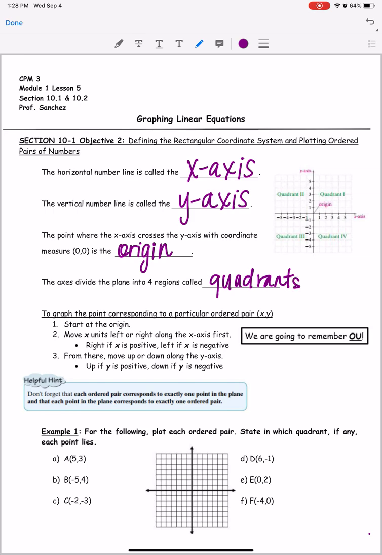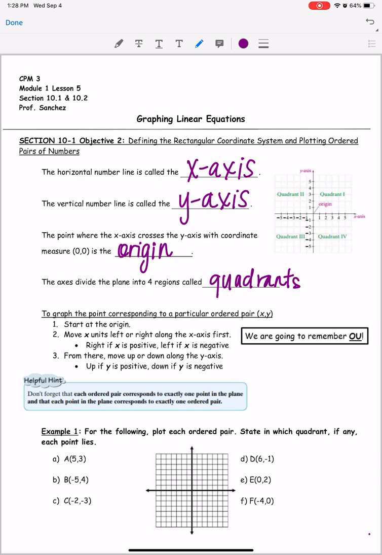Okay, so to graph the point corresponding to a particular ordered pair, you're always going to start at the origin, so you're always starting at the middle. You are going to move x units to the left or right along the x-axis first. So right if it's positive, left if it's negative. And then from there, move up or down along the y-axis. So up if it's positive, down if it's negative. We're going to get into slope in a little bit later. When you use slope, it's the exact opposite way you're going to move.